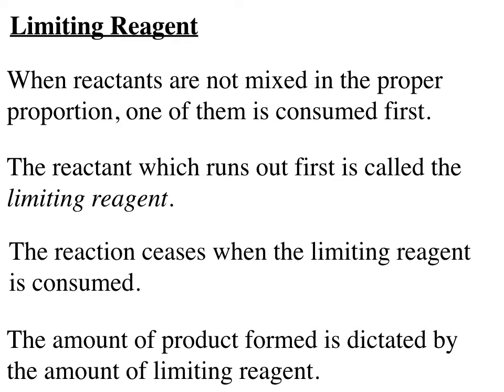And the reactant which runs out before other reactants run out is known as the limiting reactant, or more commonly the limiting reagent. Once the limiting reagent is gone and there's no more of that reactant around, the reaction cannot proceed any further. So the amount of product being formed is dictated by the limiting reagent. So what we're going to do on the next several slides is look at the consequences of mixing reactants in an improper proportion so that one of them runs out first before the other and the reaction stops.